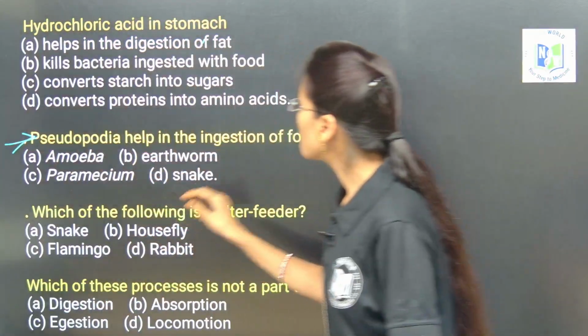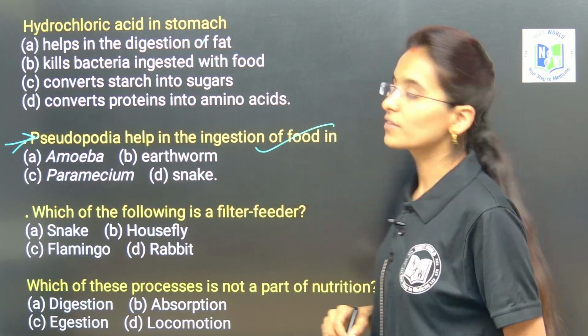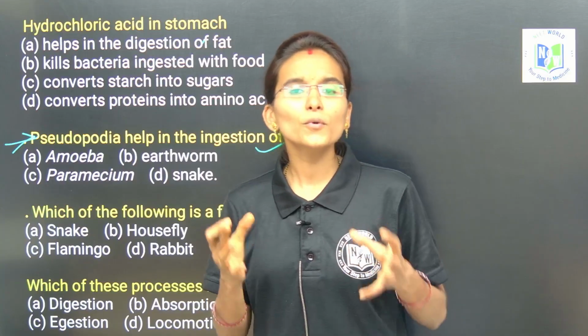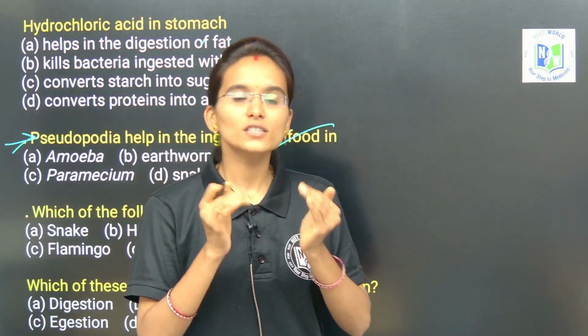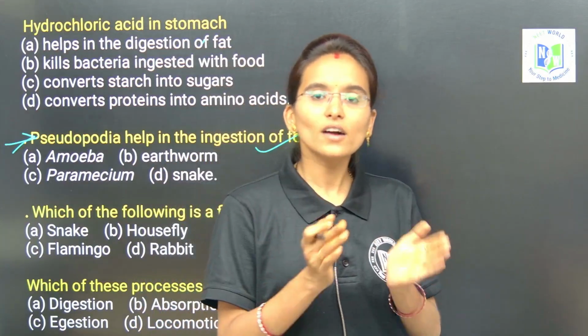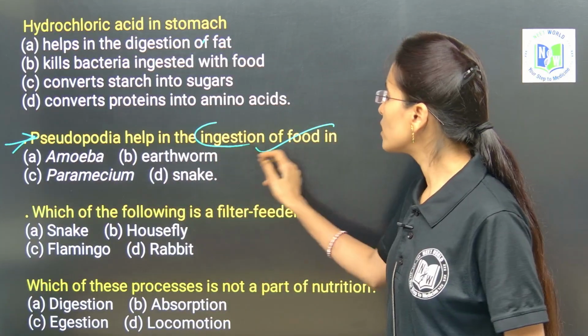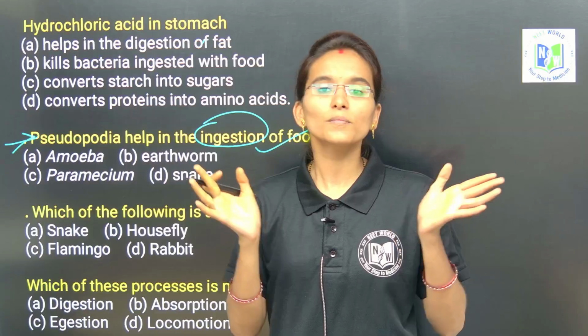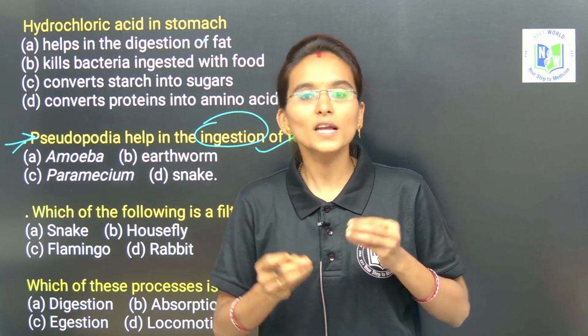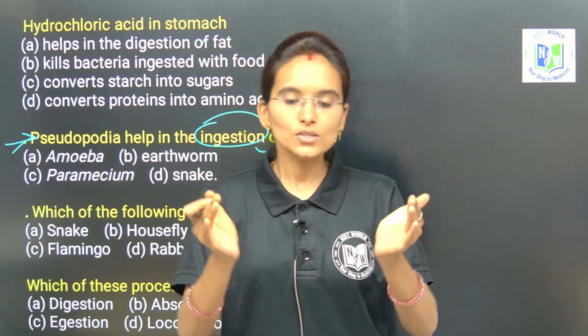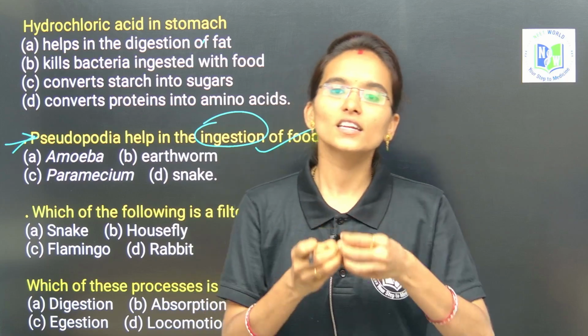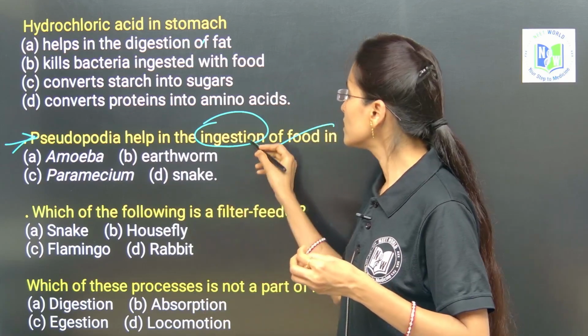Okay. Pseudopodia help in ingestion of food. Okay. Pseudopodia are involved in phagocytosis process. So due to the phagocytosis, the food vacuoles are going to form, and next one, they are involved in ingestion. Okay. Pseudopodia are the cytoplasmic extensions actually. Okay. So easily they are going to invaginate the food. Okay. It means they are involved in ingestion.